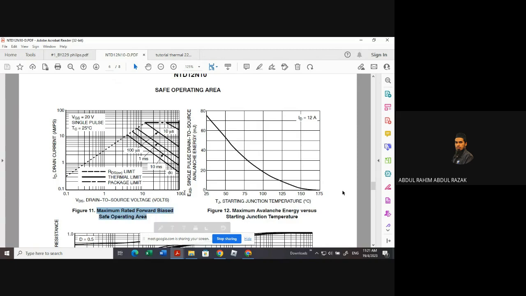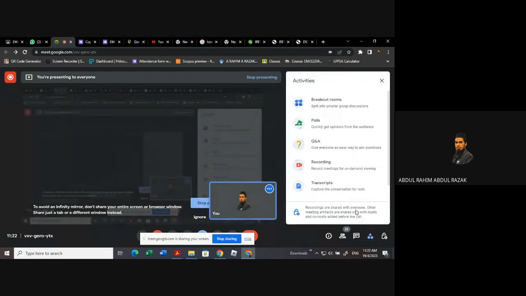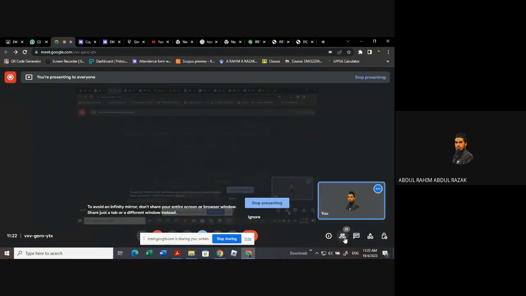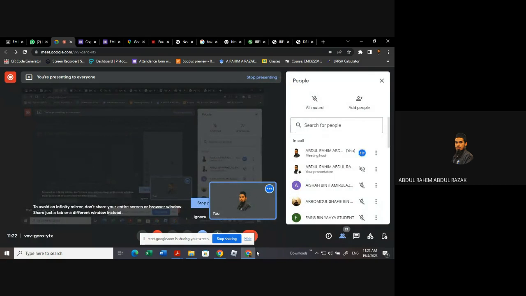And it's stated over there just now. It can withstand up to 100 volt and can operate up to 12 ampere. But you have to abide by this rule. That value is only true when you apply above 10 microseconds. So 10 microseconds represents how many hertz in terms of your frequency value? What is the frequency for 10 microseconds? Anybody? Aisyah, what is the frequency for 10 microseconds?